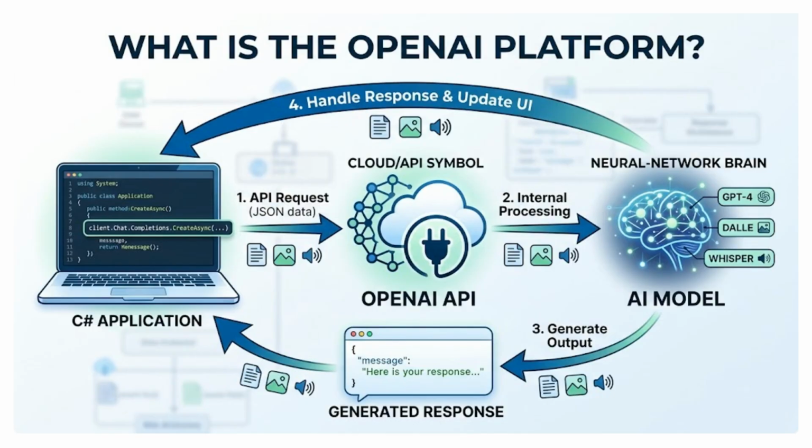The AI model understands the request and generates an appropriate response. That response is then returned through the OpenAI API to our C# application. Finally, our application can process the response and display it to the user. So the basic flow is simple: C# application, OpenAI API, AI model-generated response, and back to our application. This allows us to add powerful AI capabilities to our applications without building and training our own AI model.